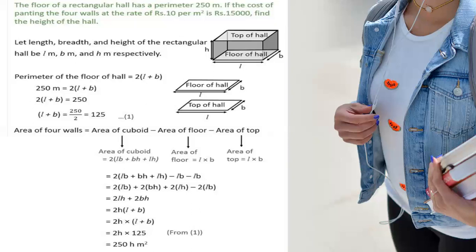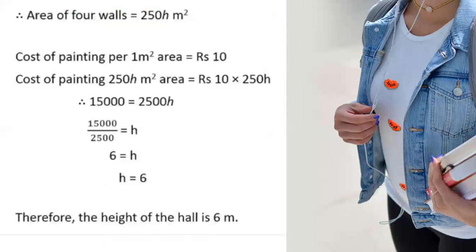So the area of the 4 walls is 2(LB + BH + LH) minus LB minus LB, that is 2(LH + BH), that is 2H(L + B). We know that L + B is equal to 125. Substituting this 125 in place of L + B, we get 2H into 125, that is 250H meter square. Now, the area of the 4 walls is 250H meter square.